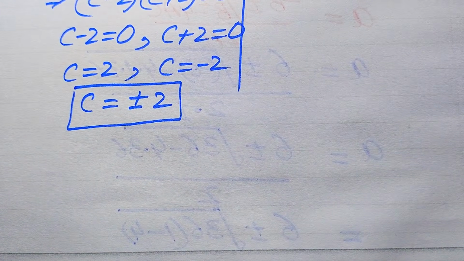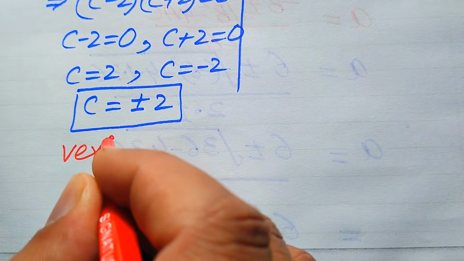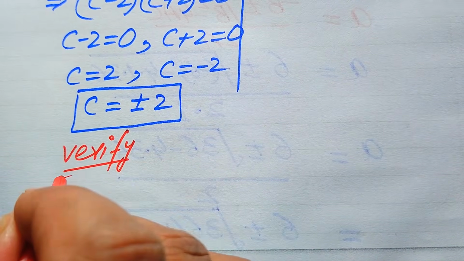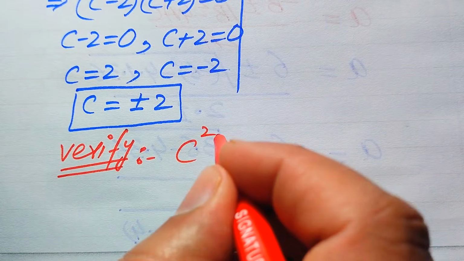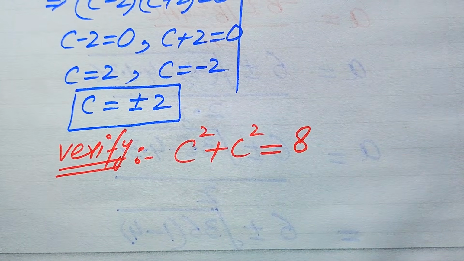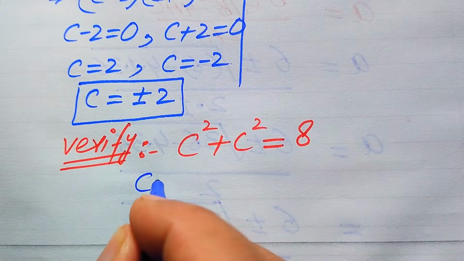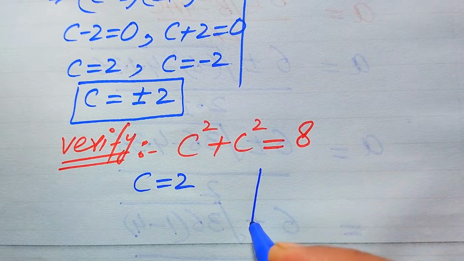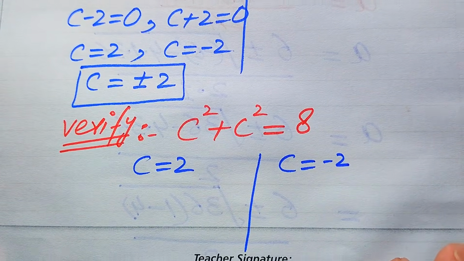And now in the next step we need to verify whether these values of c are solutions or extraneous roots. So for verification we need to copy down the given question statement. Here it is c square plus c square equals to 8. And on this side we will verify the value of c is equals to plus 2, and on this side we will verify c is equals to minus 2.